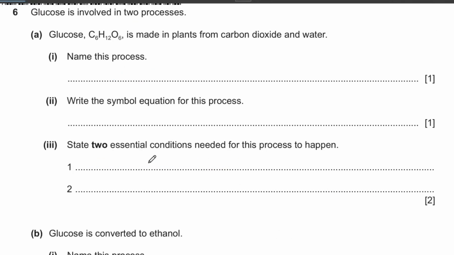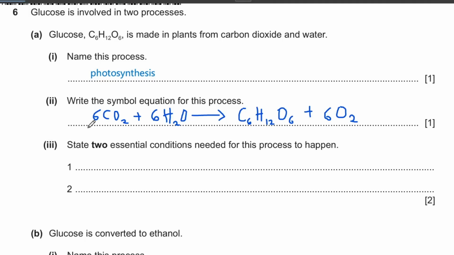Question 6. Glucose is involved in 2 processes. Glucose, which is C6H12O6, is made in plants from carbon dioxide and water. Name this process. The process is photosynthesis. Write the symbol equation for this process. So this is the symbol equation for photosynthesis. I expect you to know this.